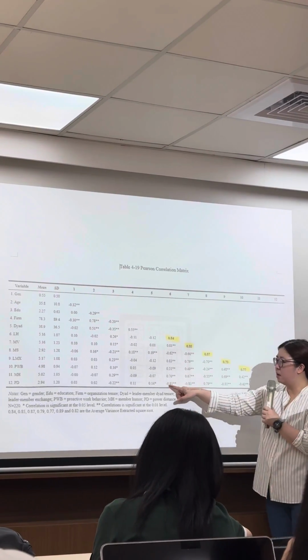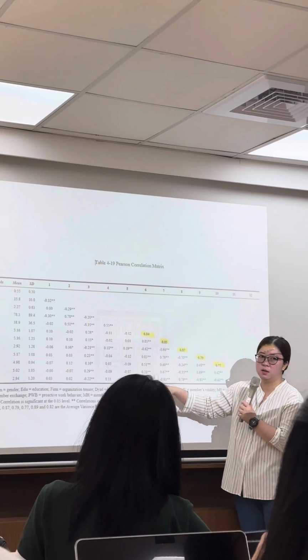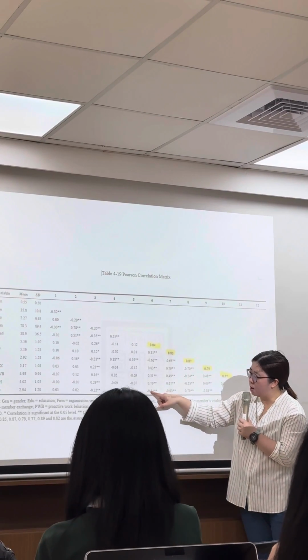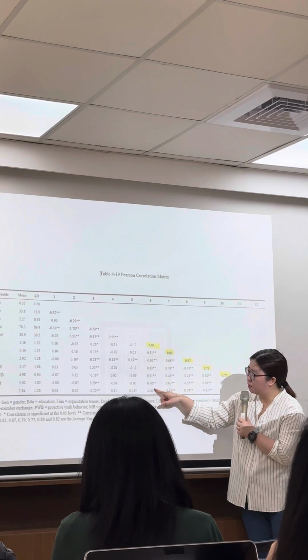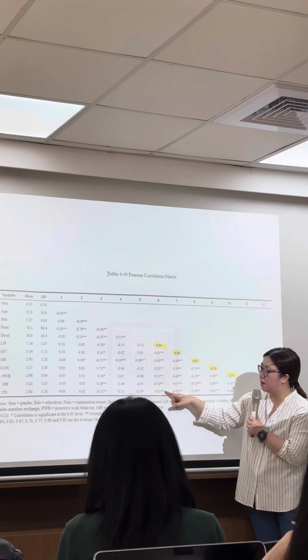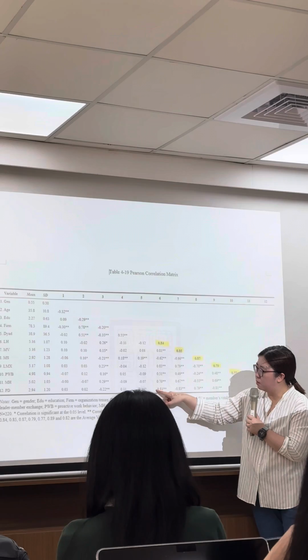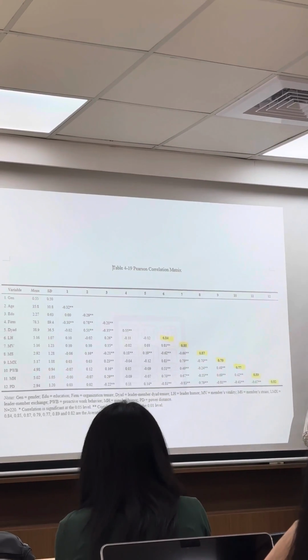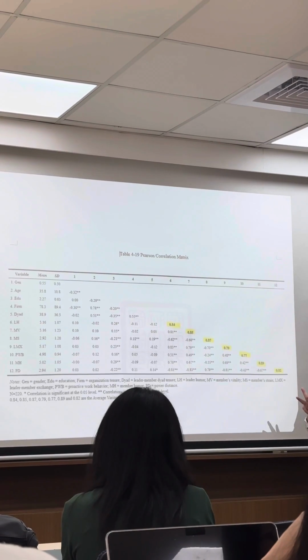The first one is the meaning of the correlation. This number is the strength. This asterisk represents whether they are significantly correlated or not. And the negative or positive sign represents the direction. So you have to be able to explain these three.